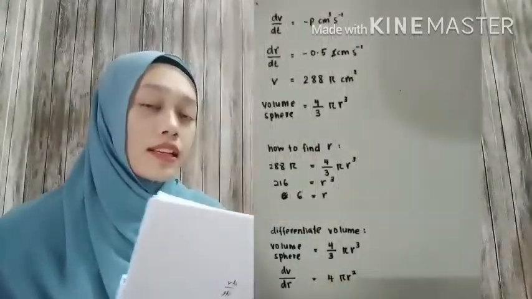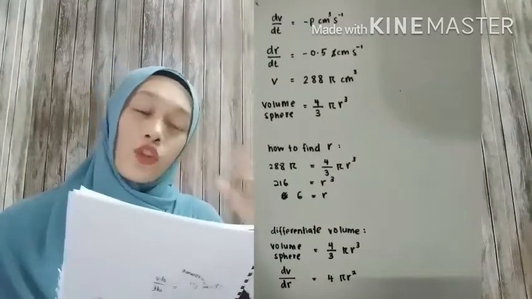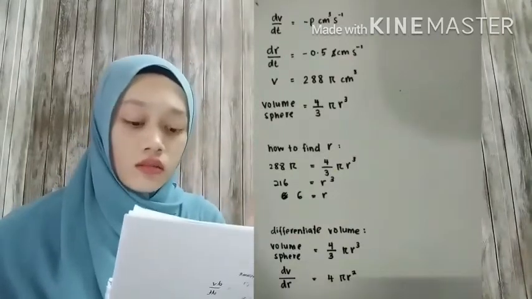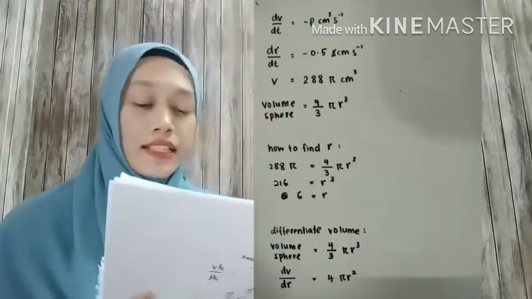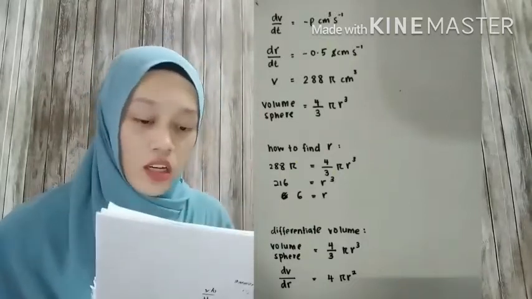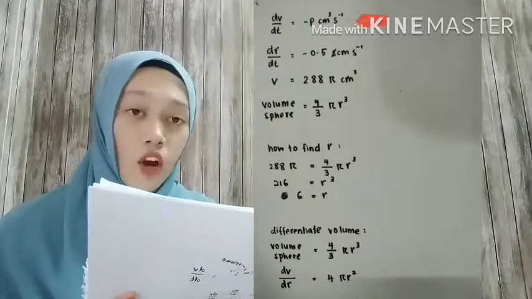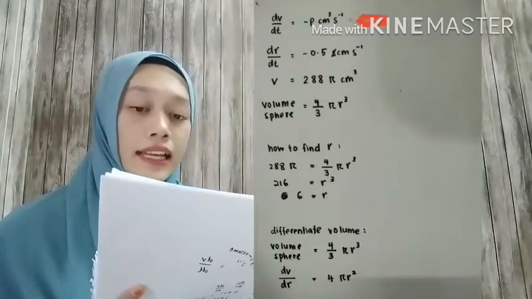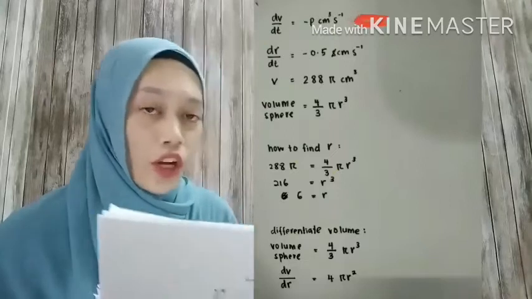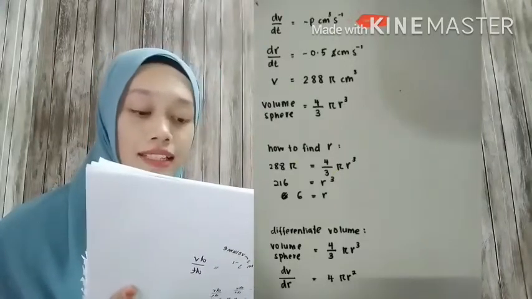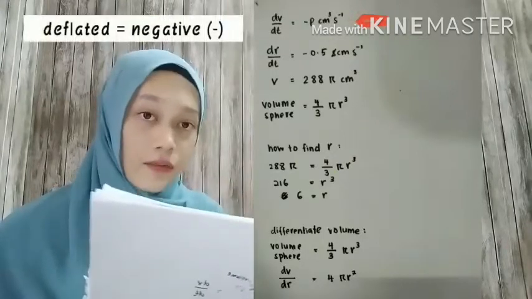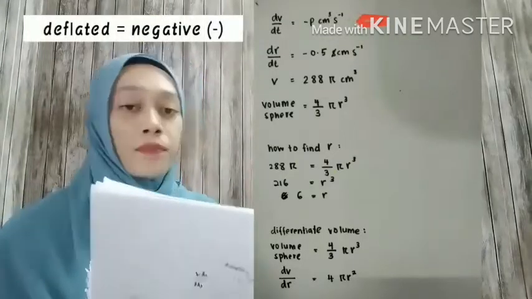Firstly, we must list down all the information that the question gives. A spherical balloon is to be deflated at a rate of p cm³ s⁻¹. So we put dV/dt equal to negative p cm³ s⁻¹. We put negative in front of p because the question says deflated. Deflated means negative, so we must put negative p.